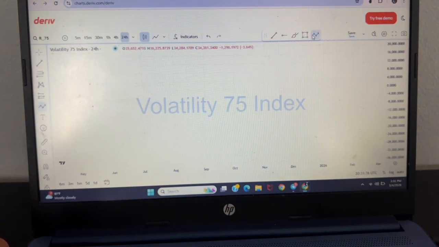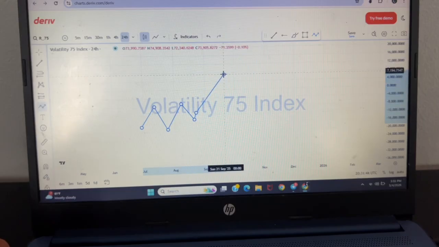So you have this right here. So for example, market is in this. Oh shit, what am I doing?